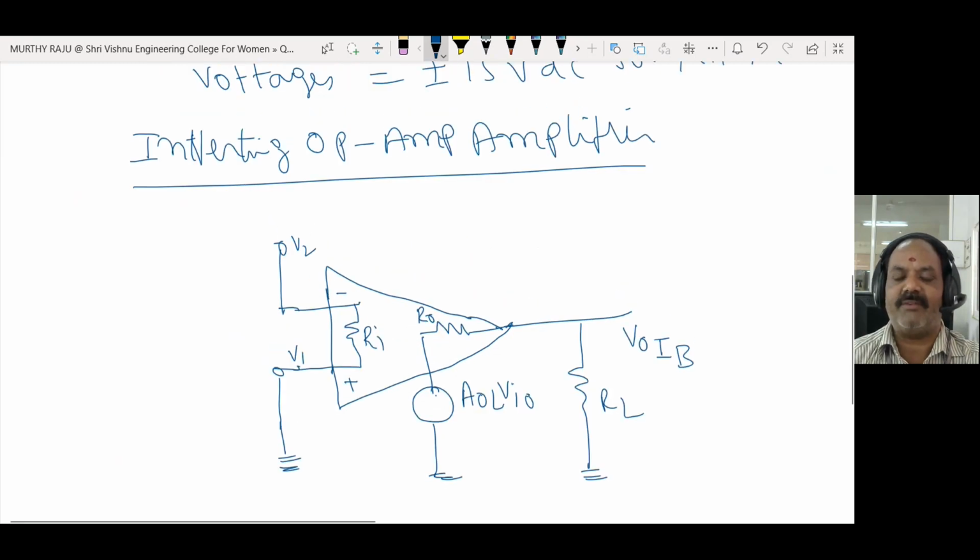Inverting op-amp amplifier configuration means the non-inverting terminal of the op-amp is connected to ground. That means plus is connected to ground. The voltage at the non-inverting terminal of the op-amp is V1. V2 is the inverting terminal voltage of the op-amp. This one is R1.